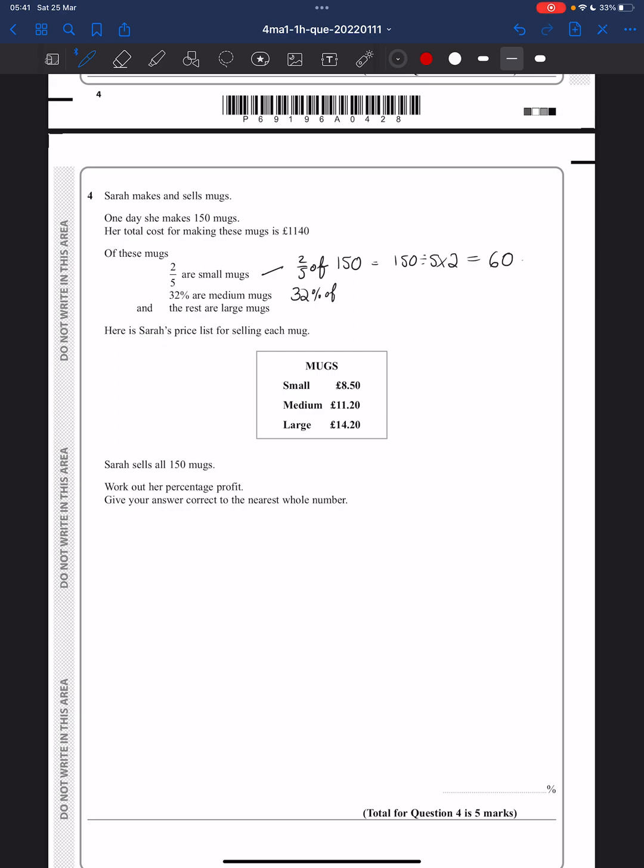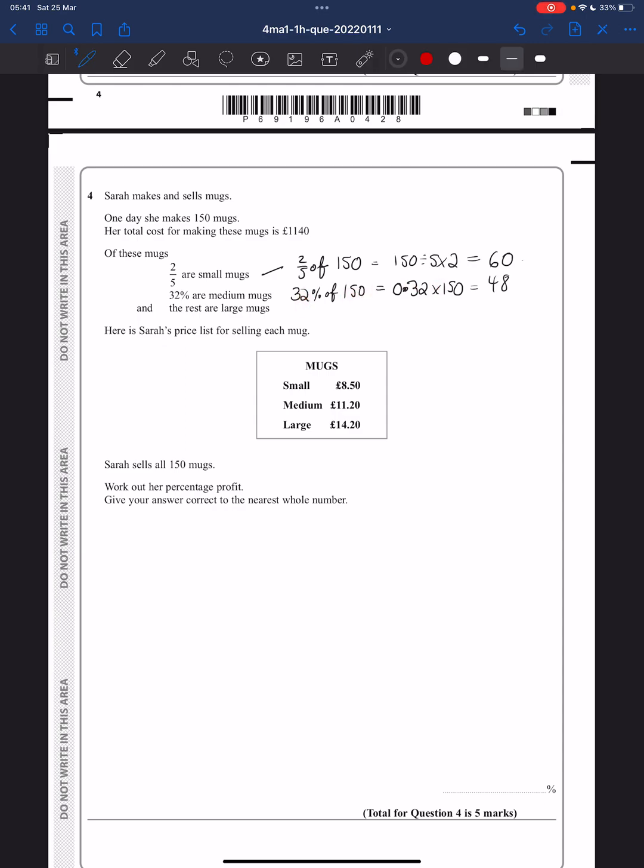32% of 150 is, now I could do that in my head. I know that it's 48, but if you can't do it in your head and it's a calculator paper, you do 0.32 times 150. The reason why it's 48 is because it's 32 for every 100, so it's 32, and then 16 for the extra 50, so it's 48. But on a calculator, just type it in. So because it's 32%, you do 0.32 times 150.